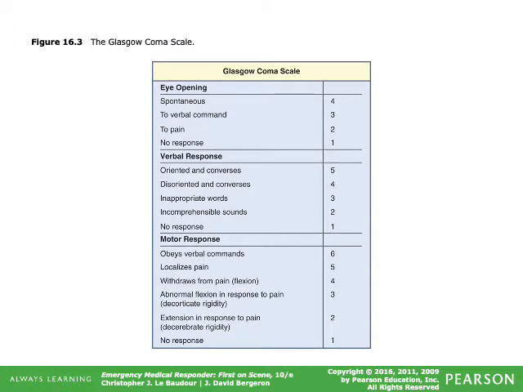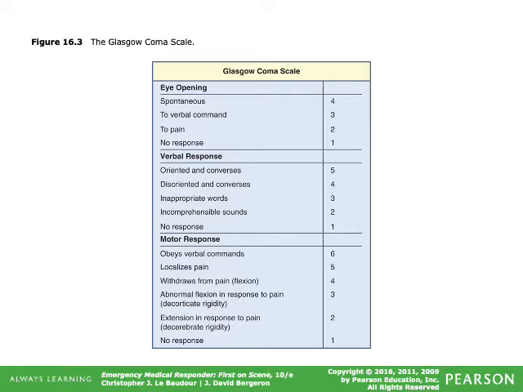All right, so this is an image of the GCS score scale. Let's start with eye opening. If you spontaneously open your eyes, you're going to get a 4. If I have to talk to you, say your name, make some noise, you're going to get a 3. If I have to inflict pain on you for you to open your eyes, you're going to get a score of 2. If you don't open your eyes, even for a painful response, you're going to get a 1.